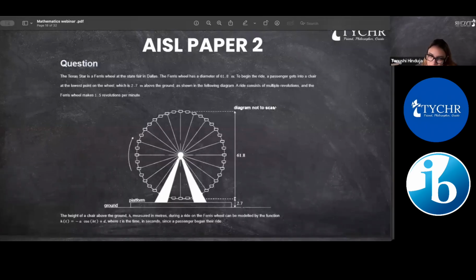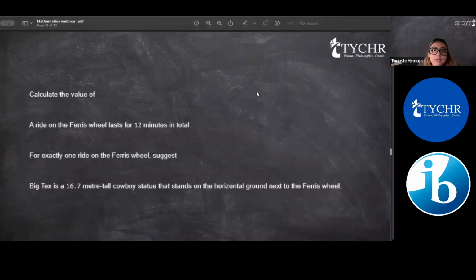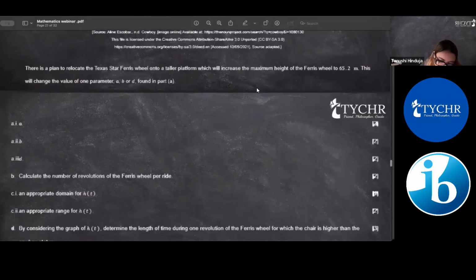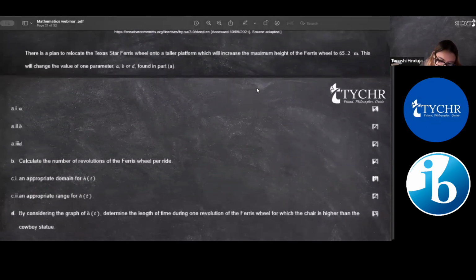Okay, so we have a Ferris wheel. A person would start riding it from the bottom, of course, and they've given us the diameter of the Ferris wheel, 61.8. It's situated on a platform, so it's 2.7 meters above the ground level. They've also given us the revolutions per minute. It's making 1.5 revolutions in a minute, and they're saying it can be modeled by this function. It's a negative cosine wave. Then we have to calculate the value of A, B, and D.